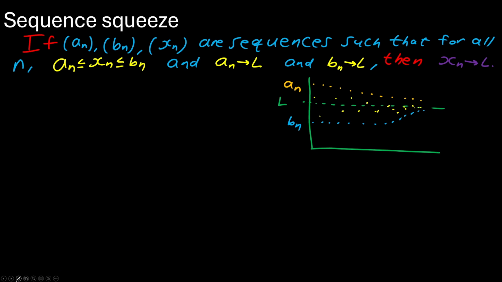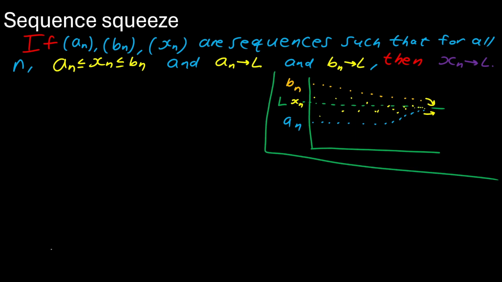I guess the way I wrote it down, this should be an. Whoops, this should be an. And this should be bn. Right, and the yellow is xn. So bn and an are both going to this L, and xn is between them, and so it literally has to get squished onto L. That's the theorem.